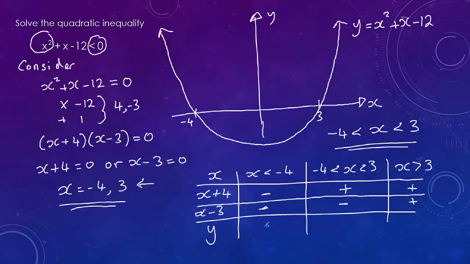And we multiplied them. Negative times a negative gives us a positive. Positive times a negative gives a negative. Positive times positive gives positive. So we're after this region here, so that it's less than 0, i.e. negative.